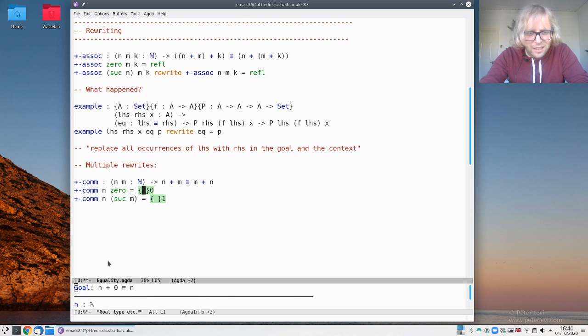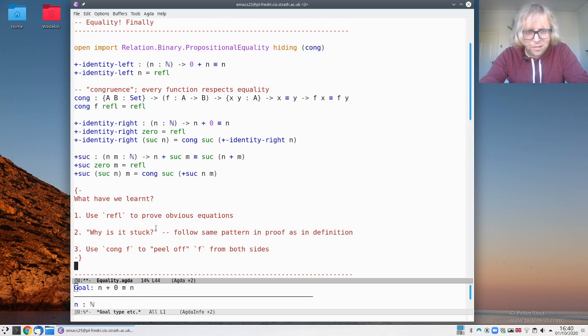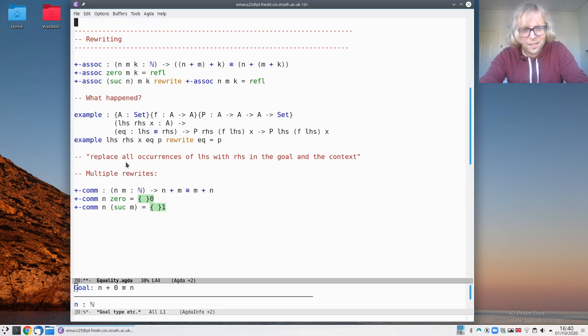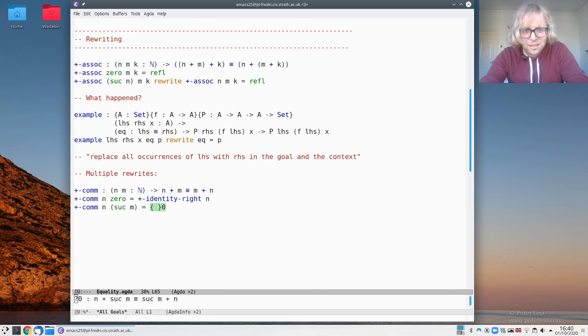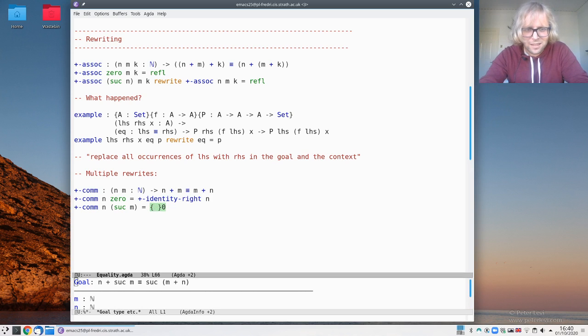Okay, so here we have to show that n plus 0 equals n. Well, we proved this before, I think. That was this plus identity, right? So that works. And this is the interesting case, almost like always. So now we need that n plus suc m is suc of this. So we can't just do a cong here, right?